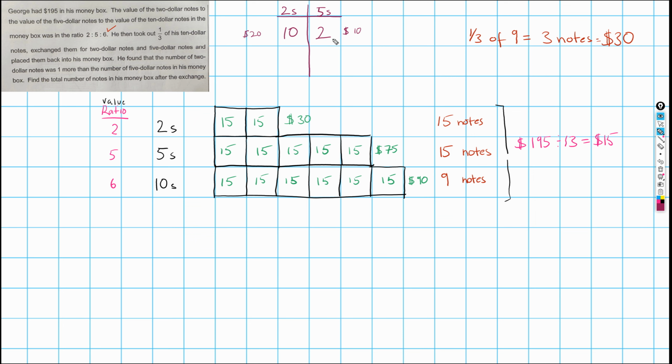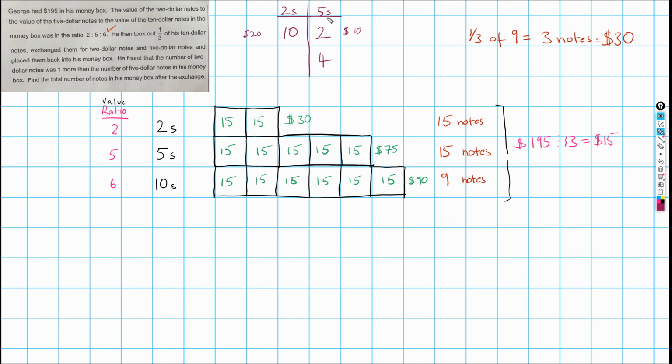Is that what we want? If we go ahead, we see that he found that the number of $2 notes was 1 more than the number of $5 notes in his money box. And he starts off with the same number of notes. So if we add 10, that's going to be 25. If we add 2, that's going to be 17. That's not the situation that we want. So let's check.